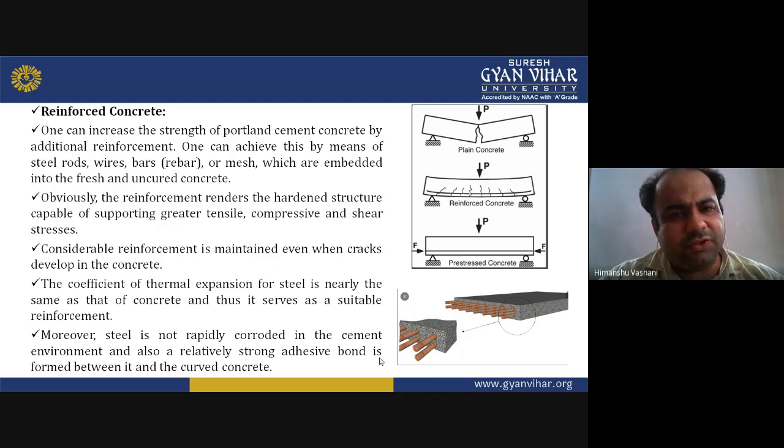Now, one can increase the strength of Portland cement concrete by additional reinforcement. One can achieve this by means of steel rods, wires, bars, or mesh, which are embedded into fresh and uncured concrete. Obviously, the reinforcement renders the hardened structure capable of supporting greater tensile, compressive, and shear stresses.